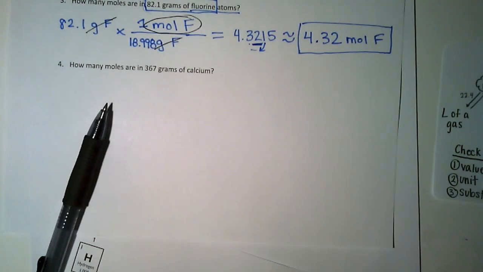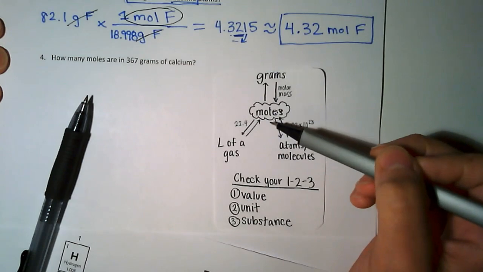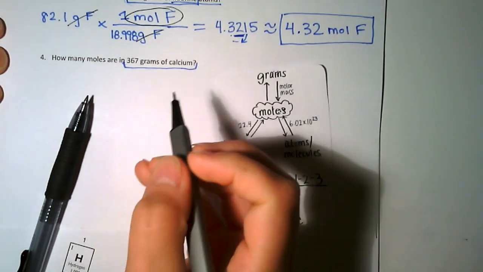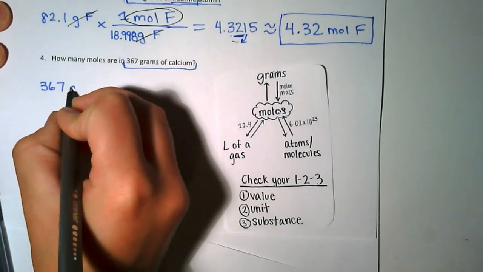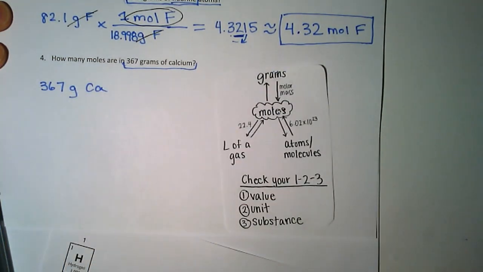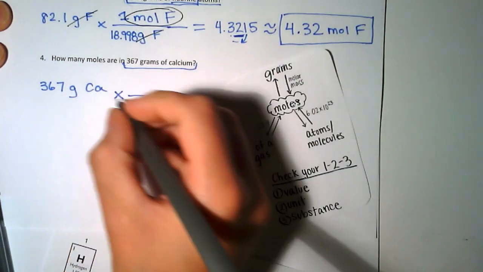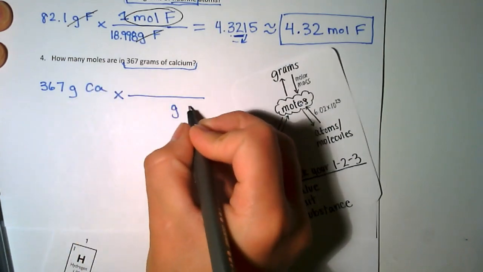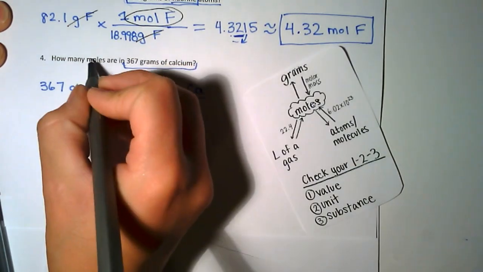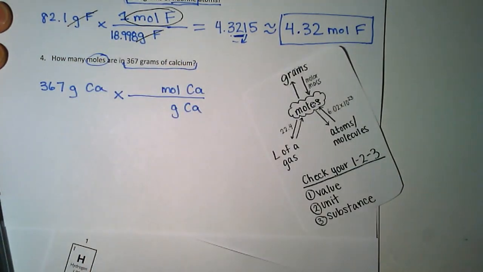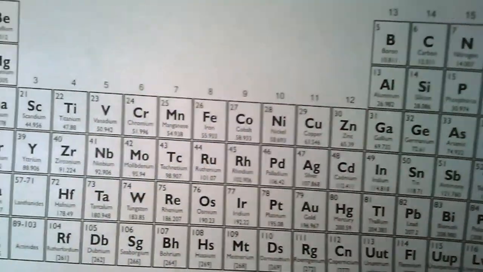All right, and last but not least, how many moles are in 367 grams of calcium? So, if we look at our chart once again, this is a gram to mole conversion. 367 grams of calcium is what we're starting with. 367 grams of Ca, calcium. And we just need one conversion factor to get it to moles. Grams of calcium needs to go on bottom so that it will cancel. And then moles of calcium go on top, because that is what we are trying to find in this problem.